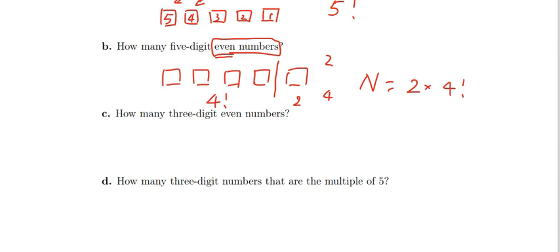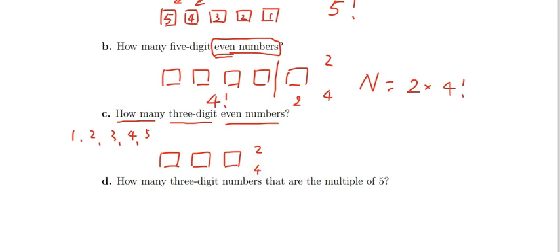So this time we want to find how many 3-digit even numbers, from 1, 2, 3, 4, 5. So this is 5 digits. How many 3-digit numbers can we make, but even numbers? So first we say the last one should be 2 or 4, right? So for the last one we have 2 ways. So we put the last one first.